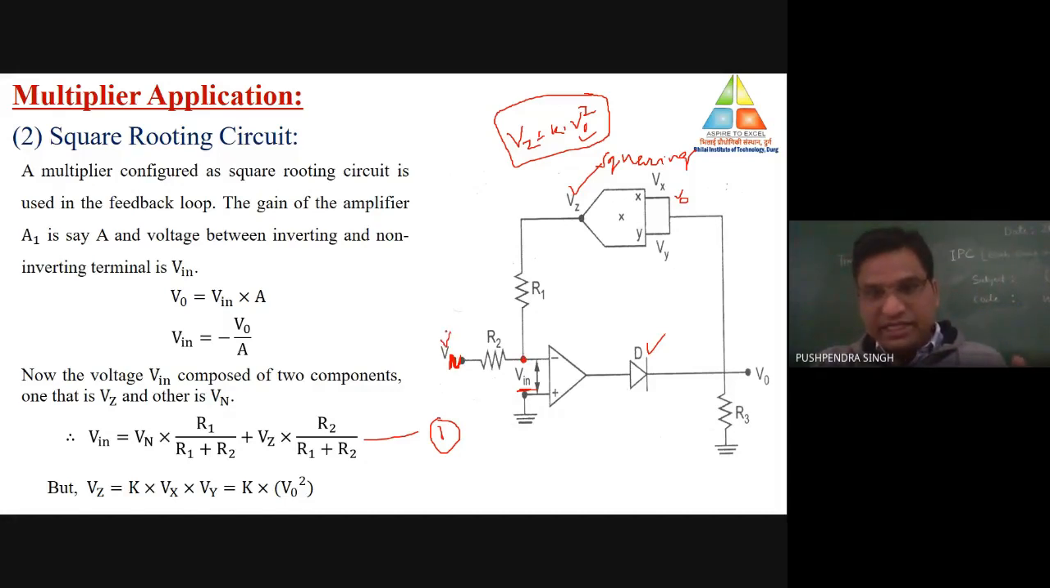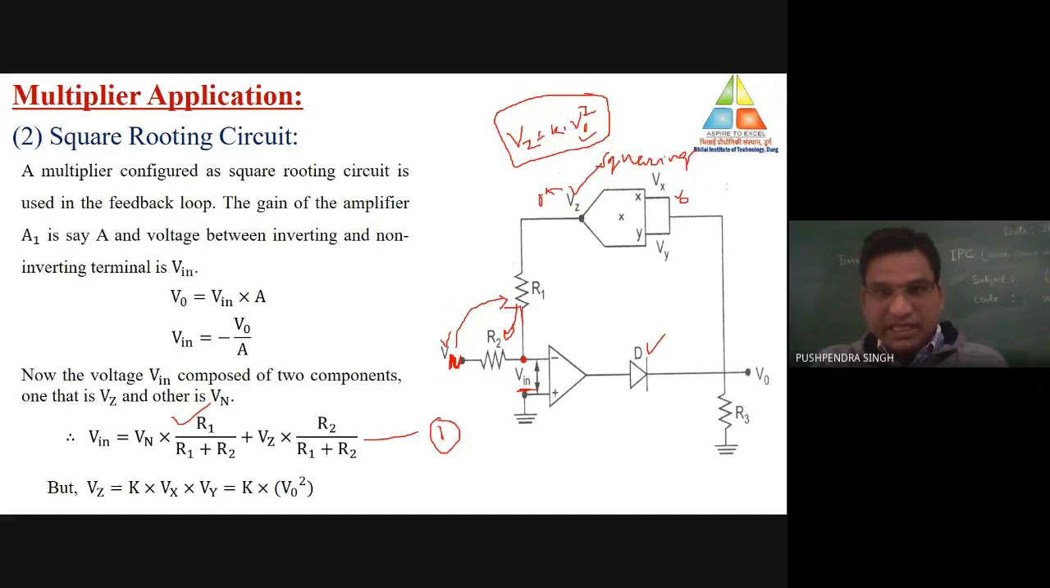So when you are considering this, make it 0. On that condition, the second side of the voltage will be 0. What is the value of Vn? When you are considering Vn, it is Vn multiplied by R1 divided by R1 plus R2.